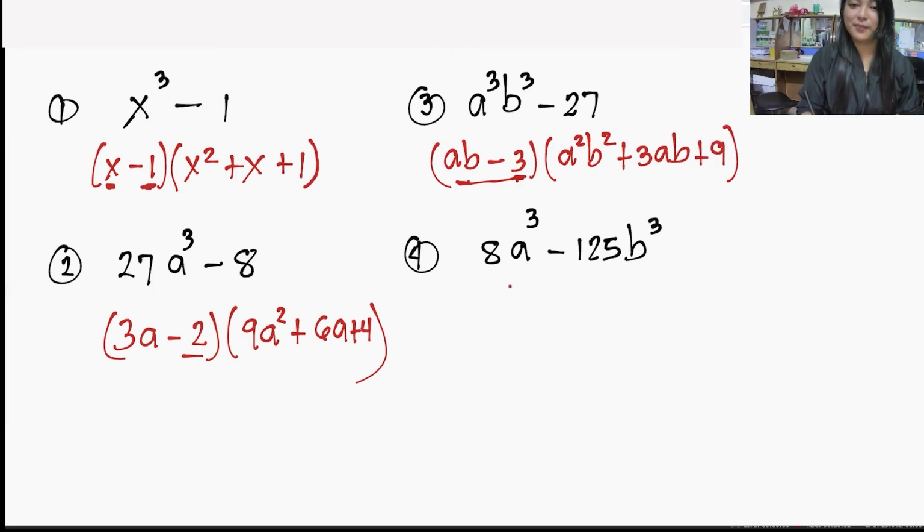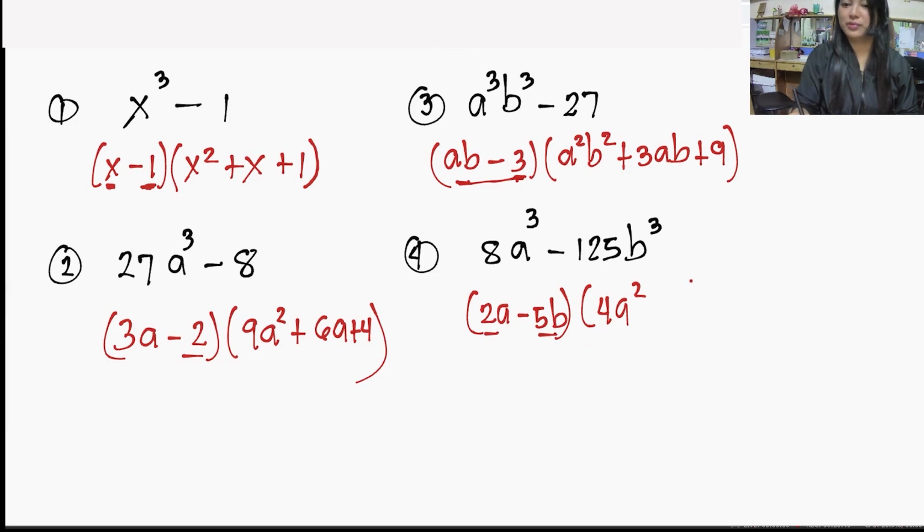Last example, we have 8a cubed minus 125b cubed. Again, get the cube root of 8a cubed, that will be 2a. 125b cubed will give us 5b. And then just square the first term, that is 4a squared. Next, get the positive product of the first and second term, that would be plus 10ab. And lastly, square the last term, 5b squared, that would be 25b squared.